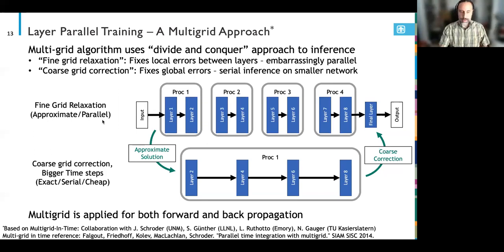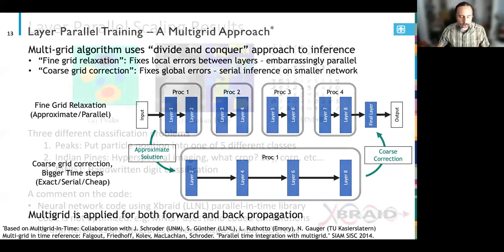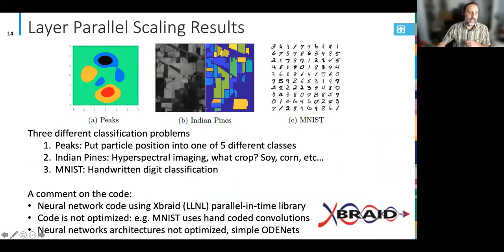So then how does this algorithm work? We've tested this on these ResNets using 3 different problems. We have the peaks problem that Eldad and Lars put together, where the idea is to classify the location of point clouds in a level set, which level set they belong to. You also have the Indian pines, which is a hyperspectral imaging problem. You're trying to determine if this field is corn or soy or chinchillas or something. And then you have MNIST, which is the classic handwritten digit representation.